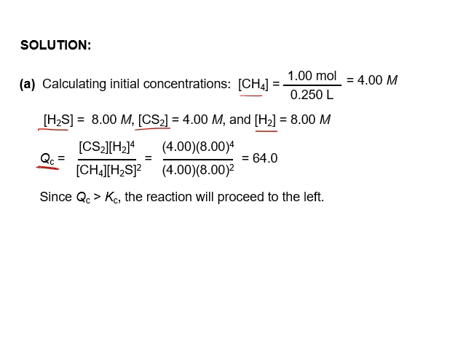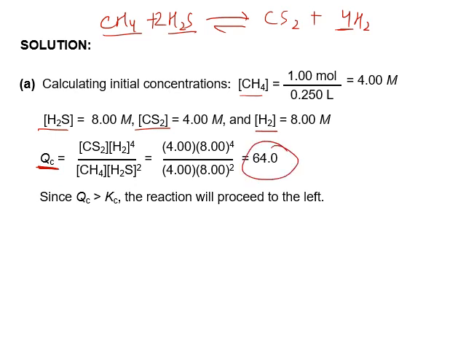Then I plug those into my expression of Qc. My equation, let me write it down here, was CH4 plus 2 H2S gives me CS2 and 4 hydrogen. So my expression becomes CS2 to the power of 1, hydrogen to the power of 4, over methane to the power of 1 and H2S to the power of 2. Plug all these concentrations in, your Qc is 64.